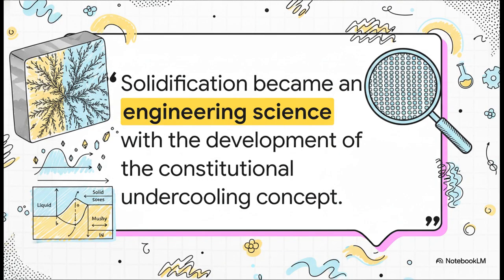And you know what's crazy? This level of control is actually pretty new. For thousands of years, making metal was more of an art. It wasn't until 1956, with the discovery of constitutional undercooling, that it truly became a modern engineering science. That's when we got the power to really write the rules.